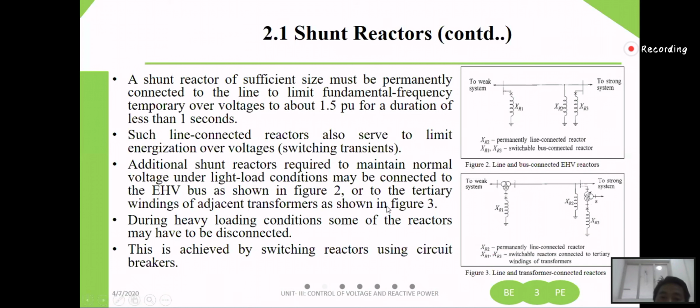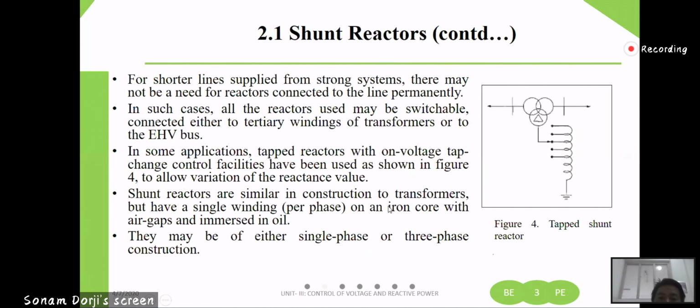This slide which I am showing now is for a short line. In such a case we can use some other type of shunt reactor, which can be a switchable one, or you can use a tap changing transformer, or connect to the tertiary winding of the transformer or the EHV bus. Here there will be an on-load voltage step changing control facility, which means if you require more voltage, this position can be changed and then you can control the voltage. So that's about the shunt reactors.